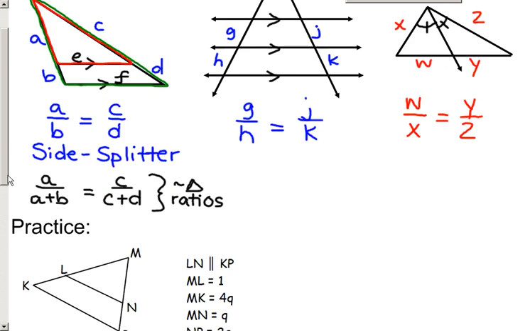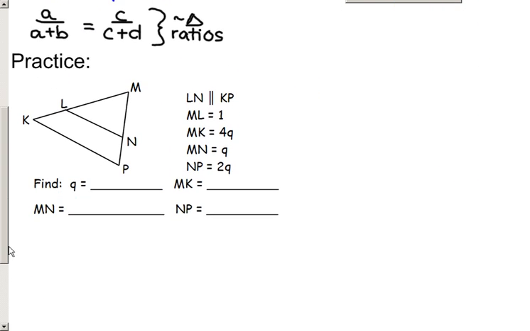So let's do a practice problem involving the side splitter. In this example, we are given that these lines are parallel. LN is parallel to KP. We know that the length of ML is 1. The length of MK is 4Q. The length of MN is Q. And finally, the length of NP is 2Q.